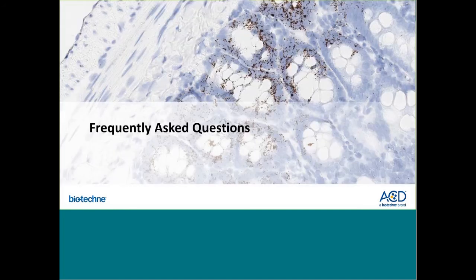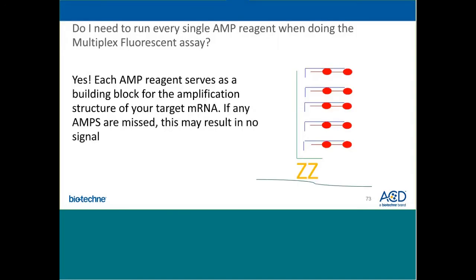So I'd like to address a couple of frequently asked questions. The first being, do I need to run every single AMP reagent when doing the multiplex fluorescent assay? And the answer is yes. Each AMP reagent serves as a building block for the amplification structure of your target mRNA. If any AMPs are missed, this may result in no signal. So if we look at the amplification diagram to the right, each of these amplification reagents within the kit performs some sort of tree or a branch to the amplification structure, so that if you are missing any of the AMP reagents, then potentially one of these portions cannot be bound, and therefore you will get no signal.